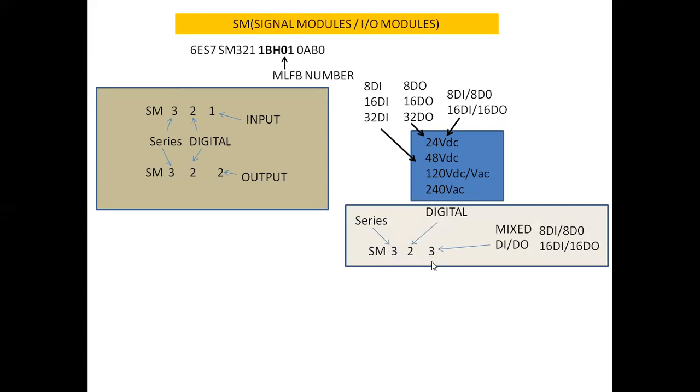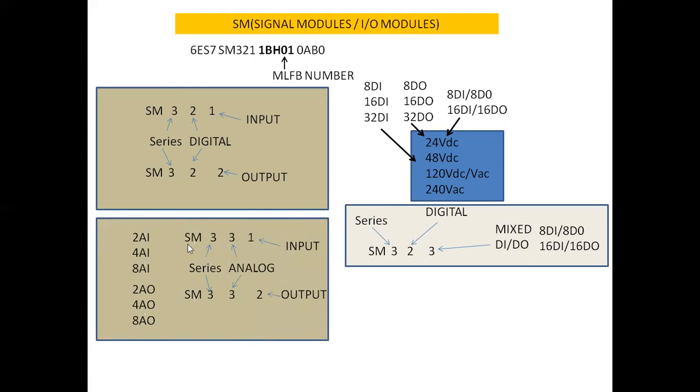Then for your mixed module, you can see SM323. The last digit you can see is 3. Okay, 323. That is a mixed DI by DO module. Similarly, for the analog module, SM331. 3 means series, another 3 is analog, 1 means input, 2 means output. Here we have 2AI, 4AI, or 8AI maximum, and 2AO, 4AO, or 8AO maximum outputs or inputs in one module. So 332 is for output.